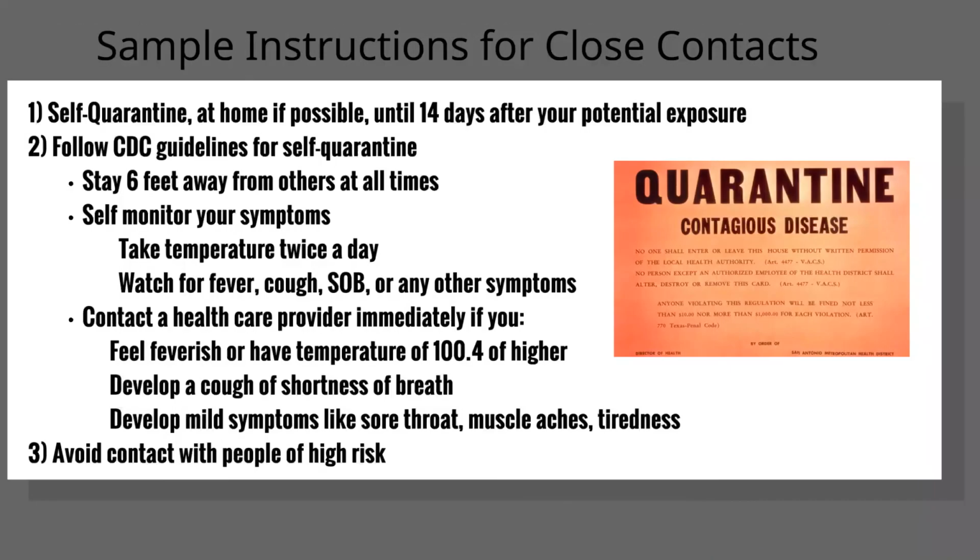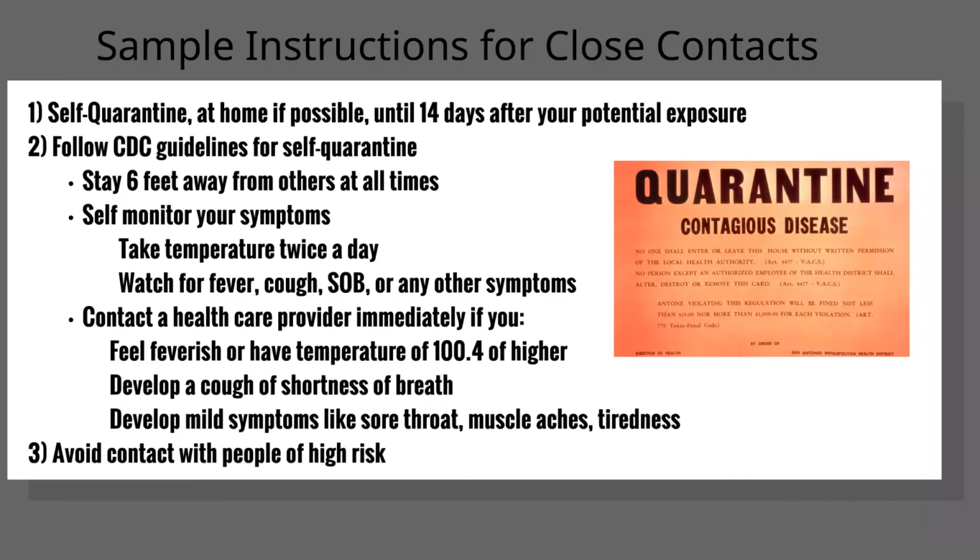What do you tell someone who is going to be in quarantine? Well, what self-quarantine means is that they are at home if possible. That's always the number one place to self-quarantine, in your home, until 14 days after the potential exposure. Follow all CDC guidelines. That means staying 6 feet away from others at all times. Self-monitor your symptoms. Take your temperature twice a day.